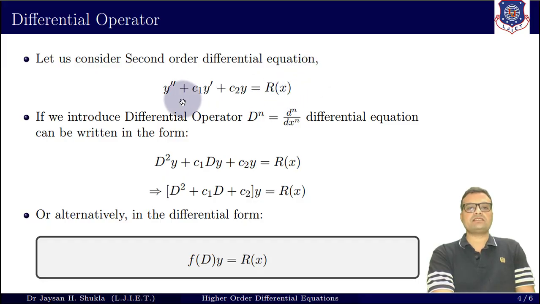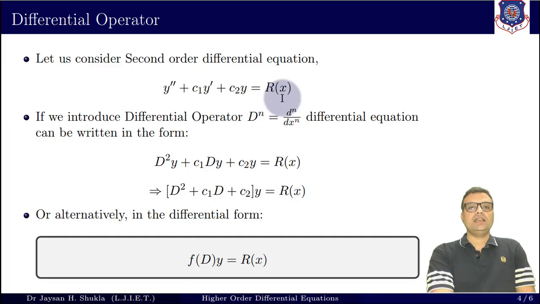y double dash plus c1 y dash plus c2 y equals R(x). So what I did over here is I considered this constant coefficient equal to 1. If there exists any constant coefficient at the highest order derivative of y, it should be taken as a denominator of all other constants. It won't make any difference in the equation, but this is considered to be a standard form.